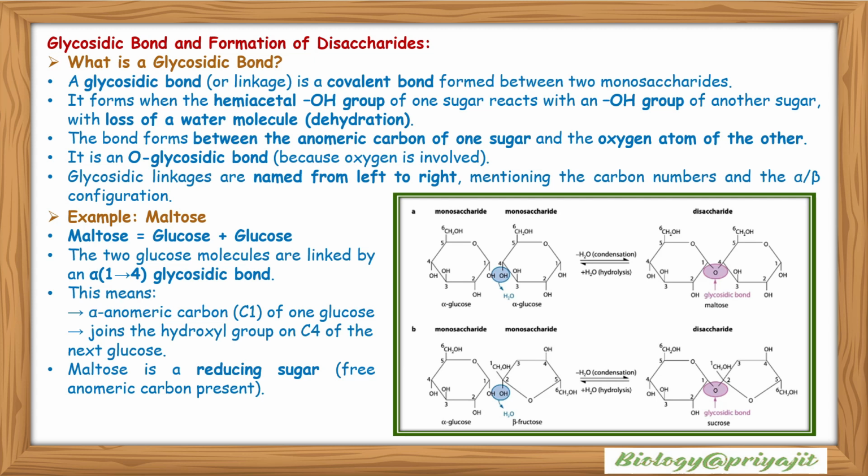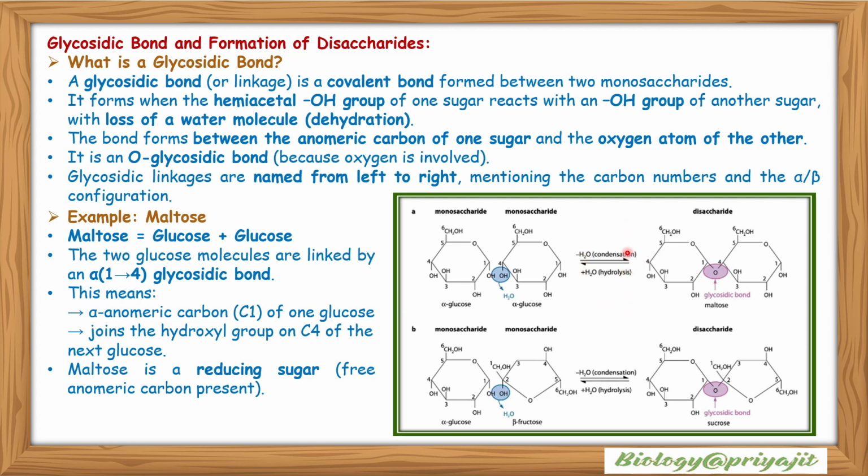Glycosidic bond and formation of disaccharide. Now we have to know what is a glycosidic bond. Basically, a glycosidic bond or linkage is a covalent bond which is formed between two monosaccharide units. It forms when the hemiacetal OH group of one sugar reacts with the OH group of another sugar with a loss of the water molecule.